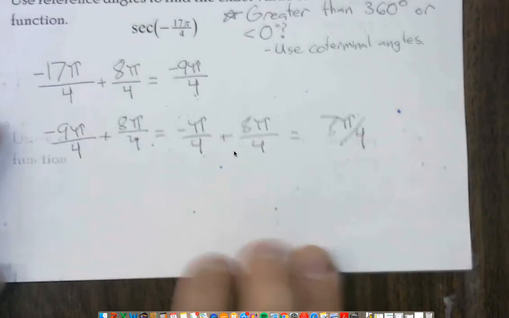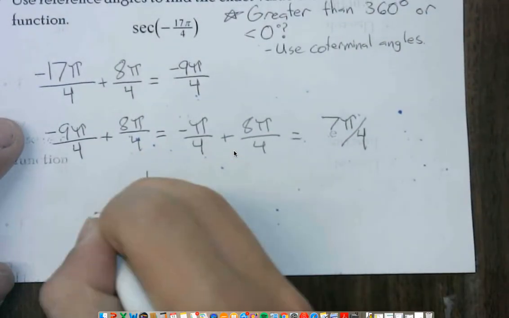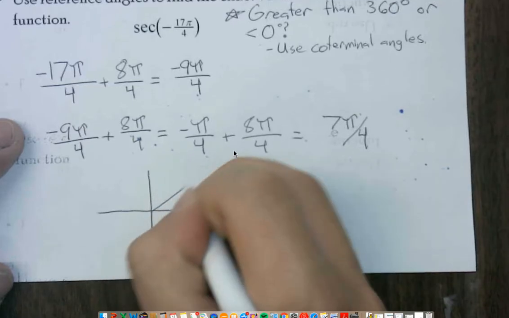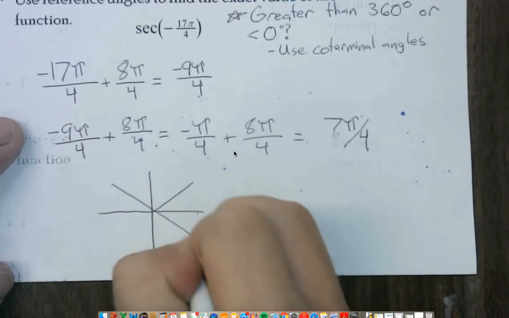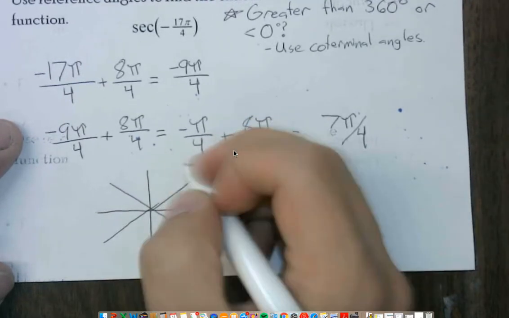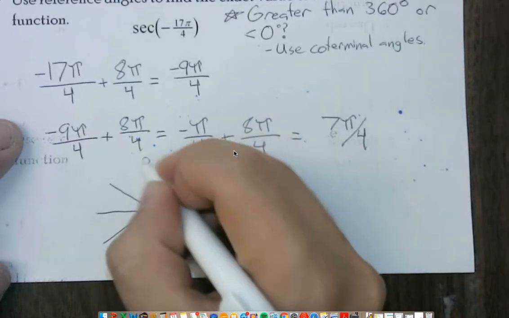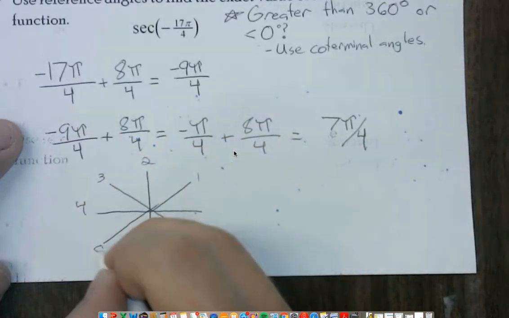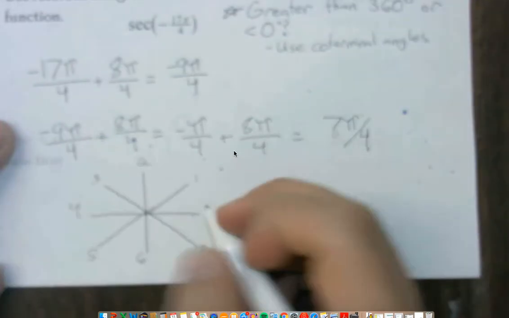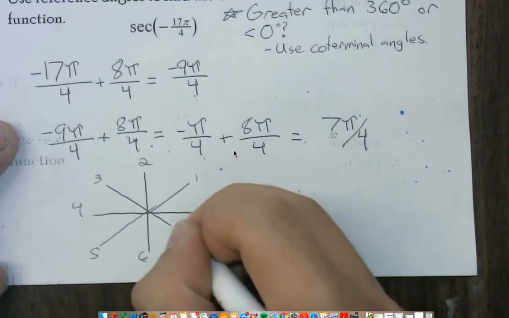So let's do that. Let's draw the xy plane again. Let's break this up into 4s. Let's keep going until we hit 7. So 1, 2, 3, 4, 5, 6, 7. So our difference here is going to be pi over 4.